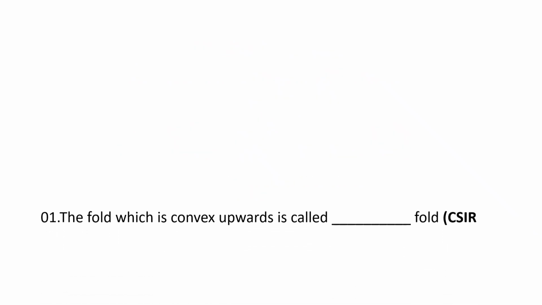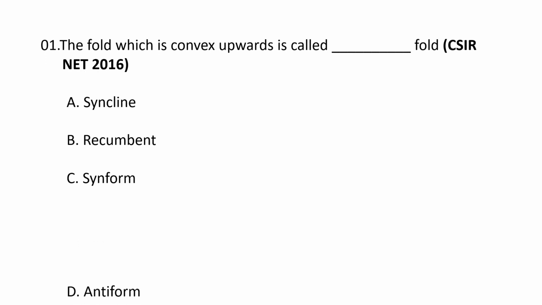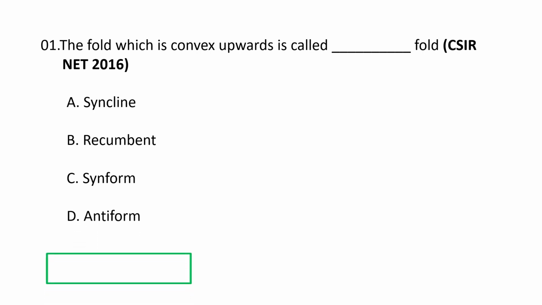Coming to the first question. The fold which is convex upwards is called, the options given are A. Syncline, B. Recumbent, C. Synform, D. Antiform. The correct answer goes as D.